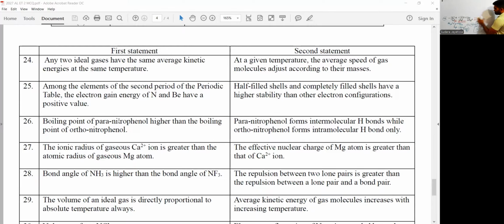So it says the boiling point of paranitrophenol is higher than the orthonitrophenol. It says boiling point of paranitrophenol is higher than the orthonitrophenol. Let me explain the theory part.